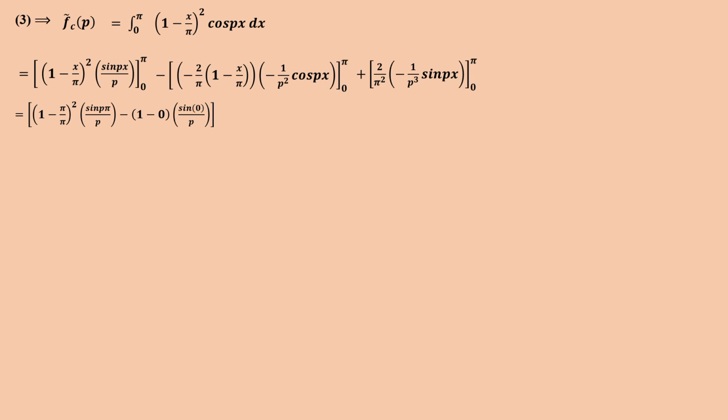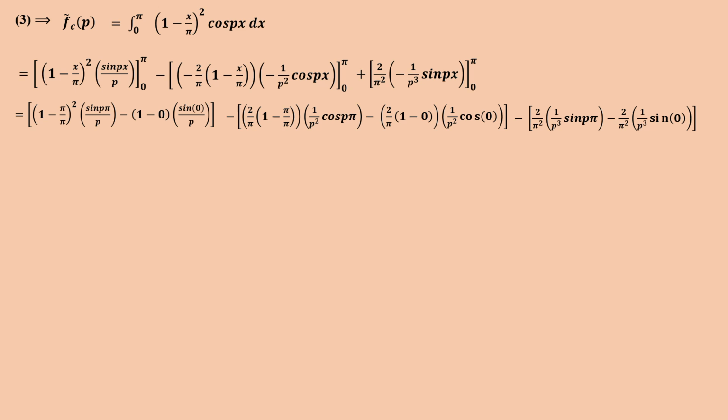First term: (1 - π/π)² sin pπ / p minus (1 - 0)² sin 0 / p. Second term, applying the upper and lower limits: -2/π (1 - π/π) times 1/p² cos pπ minus -2/π (1 - 0) times 1/p² cos 0. Then the third term: -2/π² times 1/p³ sin pπ minus -2/π² times 1/p³ sin 0. We know sin pπ is 0 and sin 0 is 0. So the first term is 0, and the third term is 0.